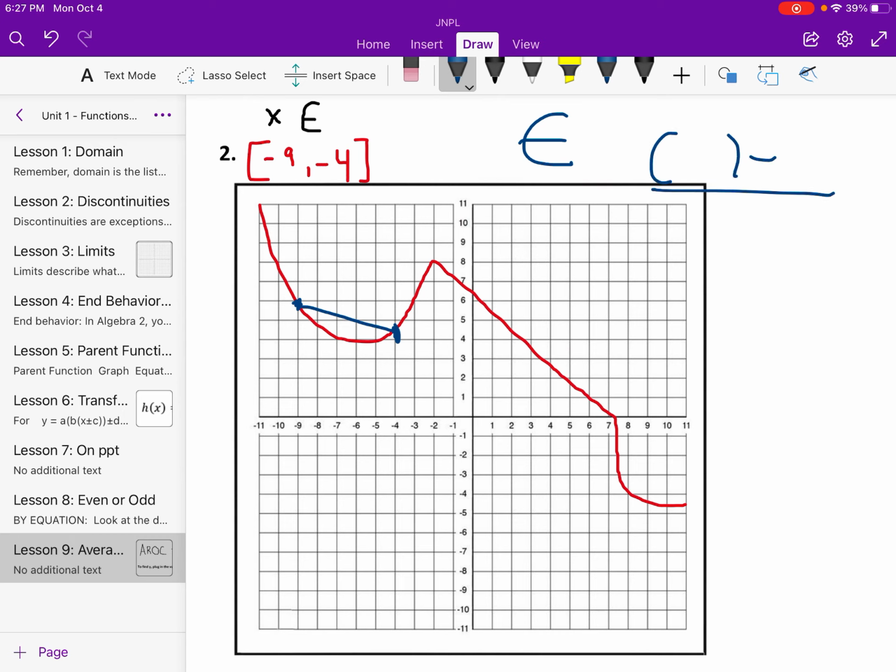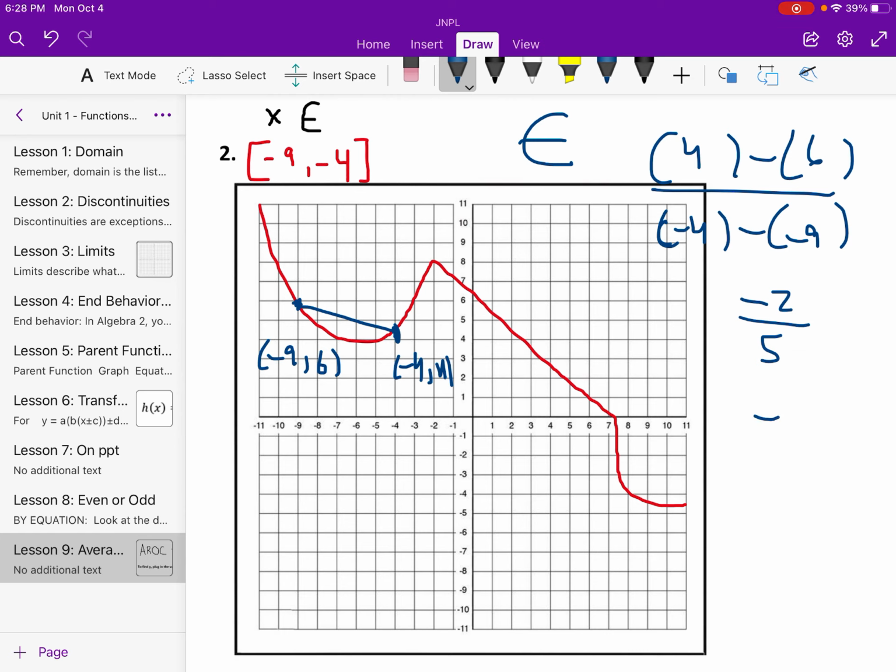So, we need to do our formula y2 minus y1 divided by x2 minus x1. So, our 2 points are (-9, 6) and (-4, 4). So, our x values are -9 and -4, and our y values are 6 and 4. 4 minus 6 is -2. -4 minus -9, which really means plus, is 5. So the average rate of change is -2/5. And doesn't that make sense? Because the graph is going in a negative direction.